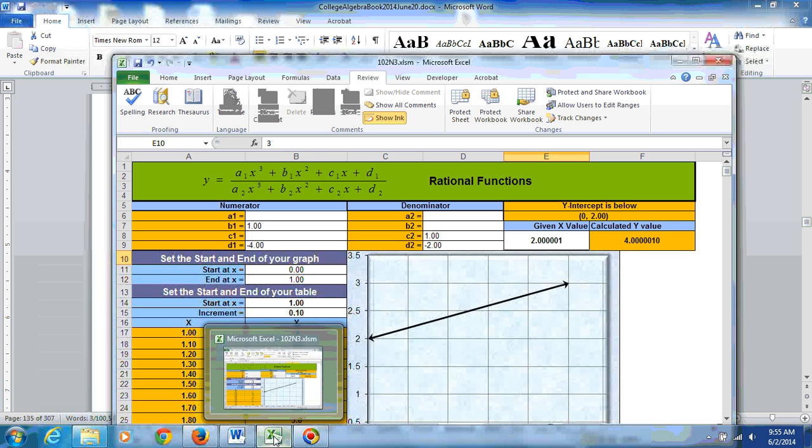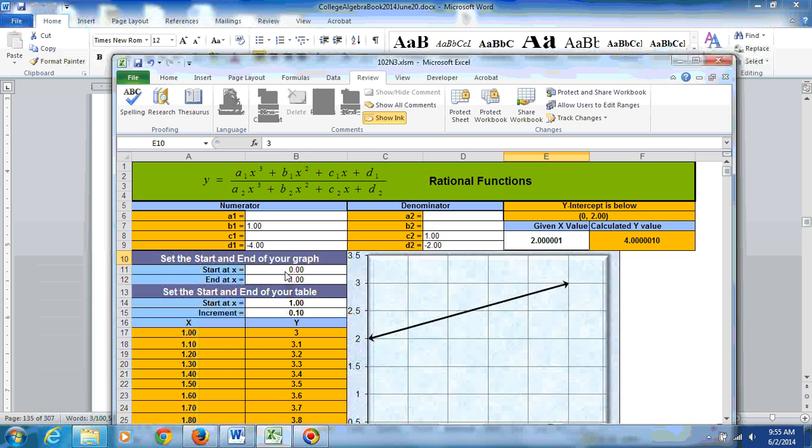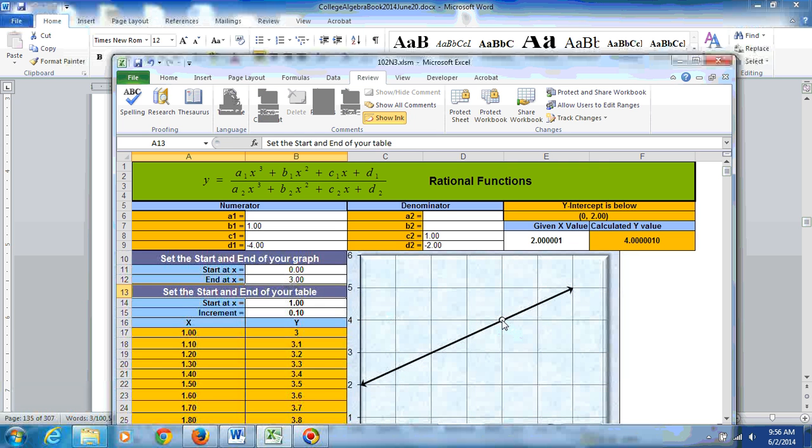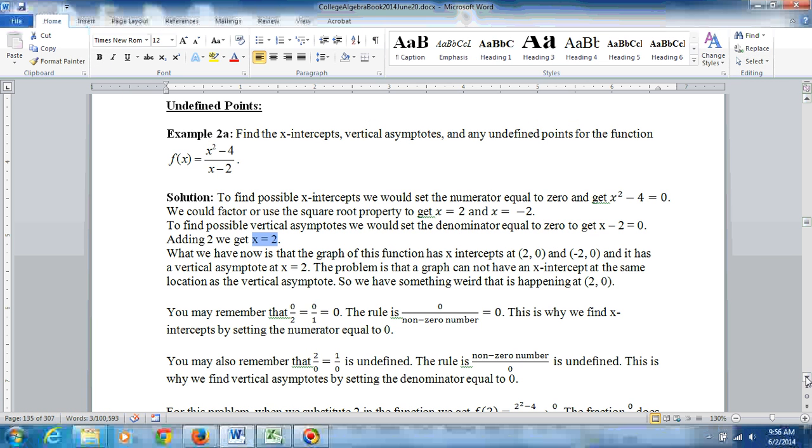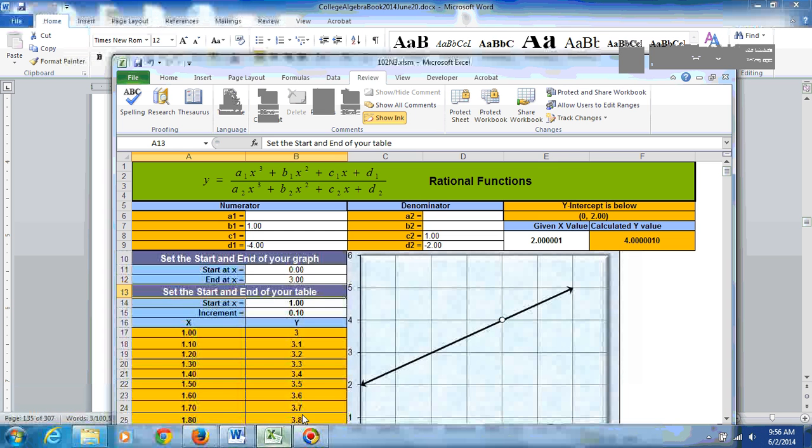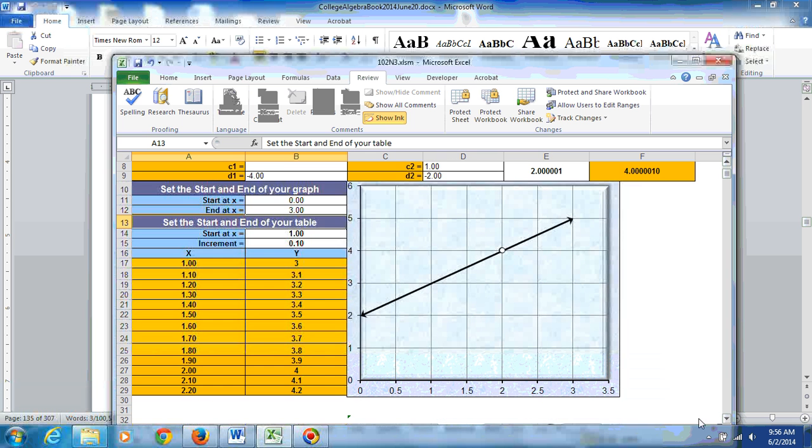Another way is looking at the graph. Here's the graph from 0 to 1, but let's make sure that an x value of 2 is within there, so let's go from 0 to 3. If I do that, you can see this white spot here, and that represents a hole in the graph. Where is the hole? At x equals 2. What's the height there? 4. So the limit as x approaches 2 is 4.